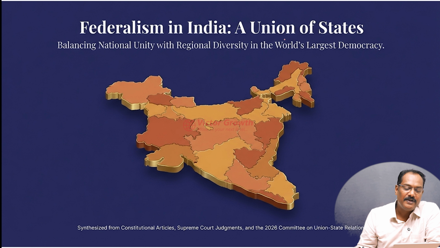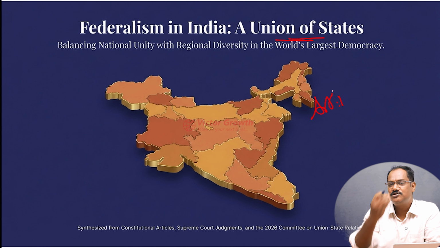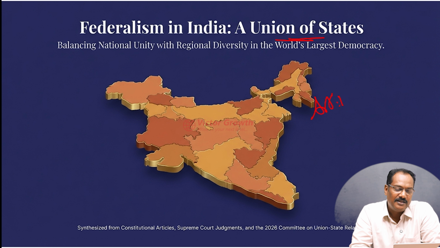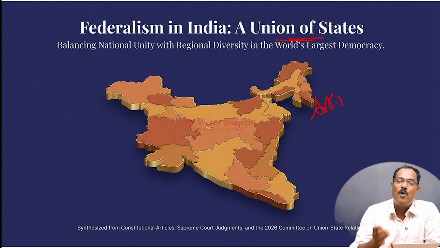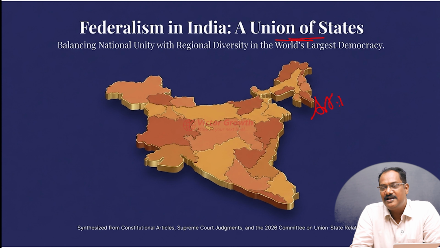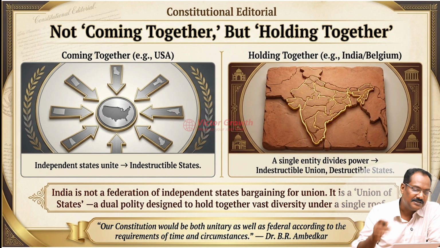So, federalism in India, the union of states. You have to understand one thing. Article 1 of the Constitution does not say, in fact, in the entire Constitution there is no word called federalism. There are only definitions and properties given. How does Article 1 define India? India is defined as a union of states. Okay, so let us discuss this.